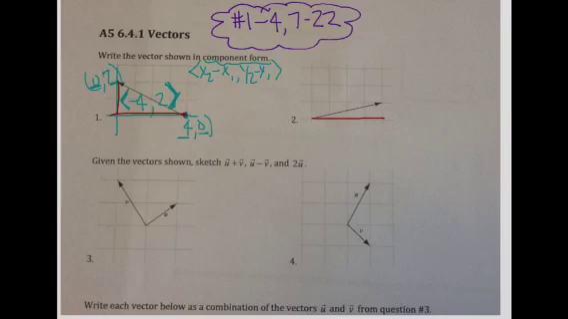Okay, so using that idea over here on number 2, I'm going a positive direction, and how many units am I going? I'm going a positive 4, and I'm going up a positive 1, right? So component form is going to be 4, 1.